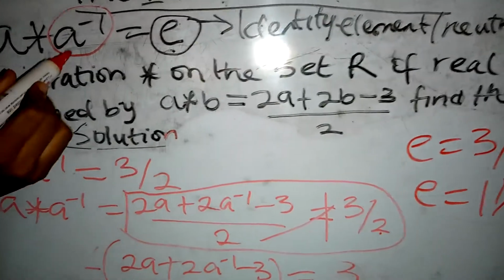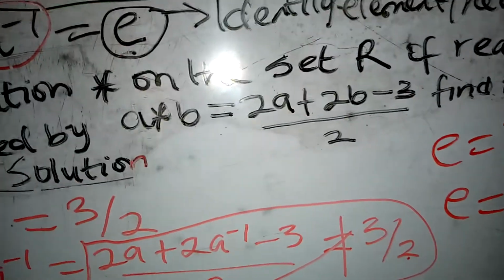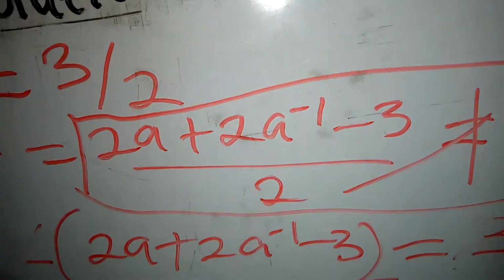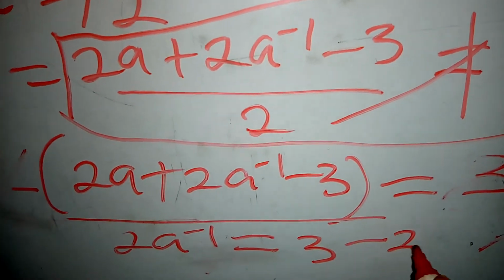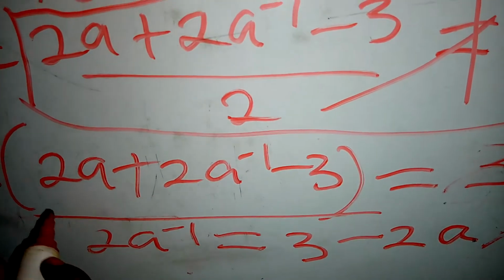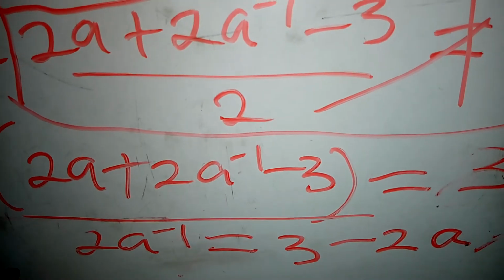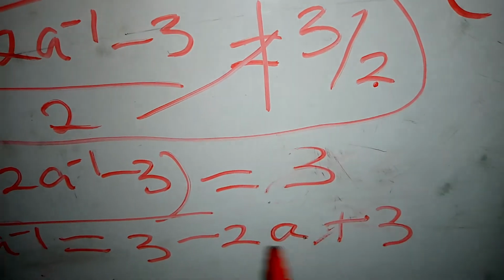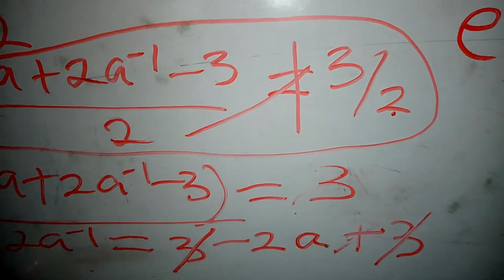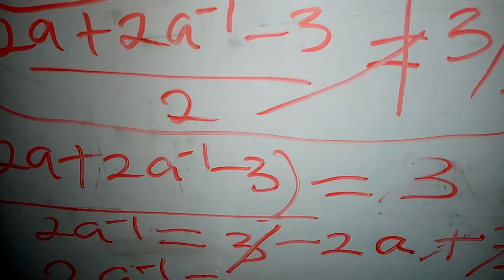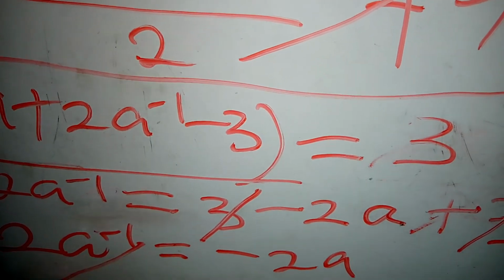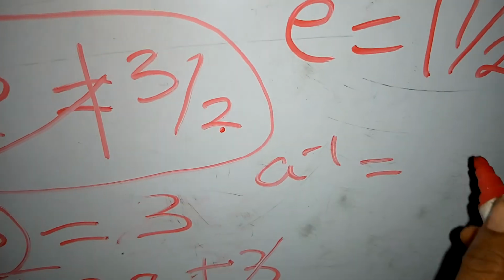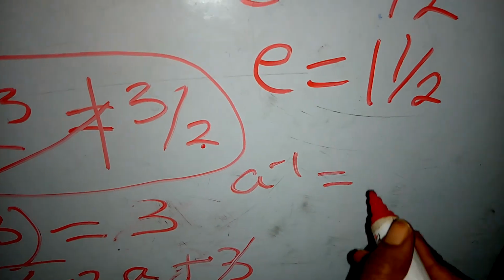Then since we are looking for the A inverse, the 3 will go to the other side. It will be 2A inverse equals 3, this 2A will go to the other side, minus 2A, minus 2A plus 3 cancel. So 2A inverse will be minus 2A. Divide both sides by 2. So A inverse will be minus A.